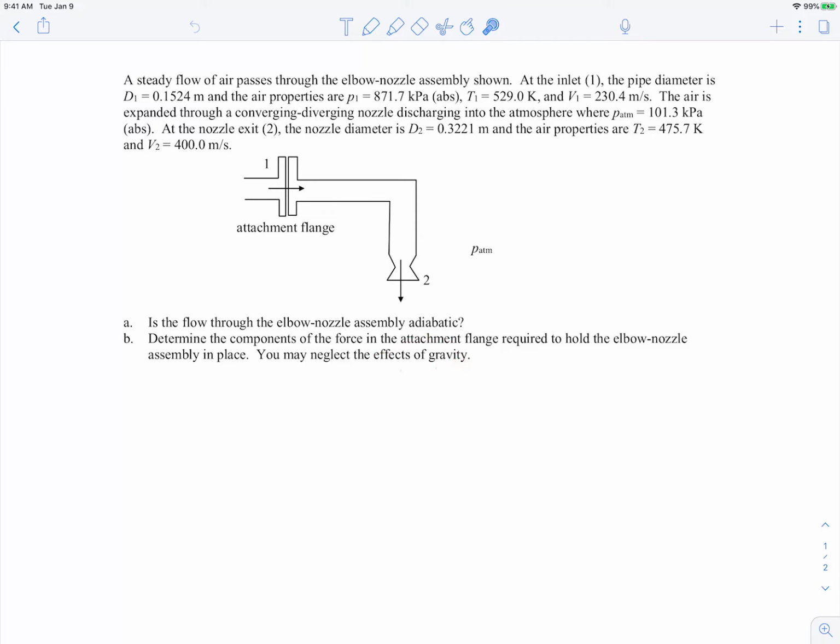So let's start with the first part, part A. Is the flow adiabatic? So if you recall, for a compressible flow, if the flow is adiabatic, then the stagnation temperature will remain constant. You'd have to go back through the notes to see how we arrived at that. It basically comes from the first law of thermodynamics.